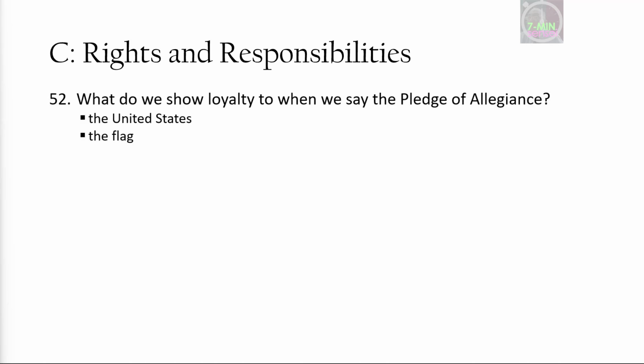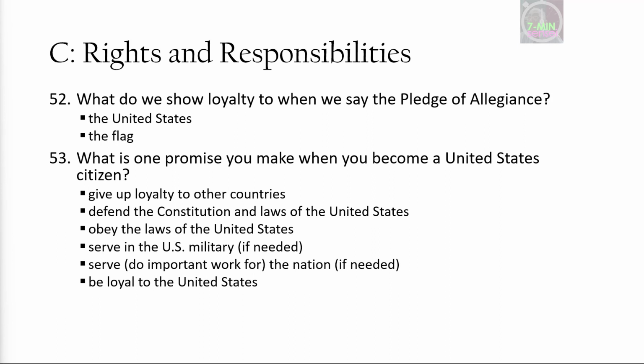What is one promise you make when you become a United States citizen? Give up loyalty to other countries. Defend the Constitution and laws of the United States. Obey the laws of the United States. Serve in the U.S. military if needed. Serve, do important work for the nation, if needed. Be loyal to the United States.